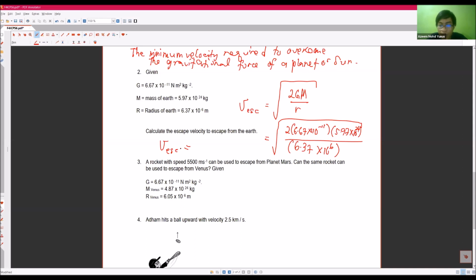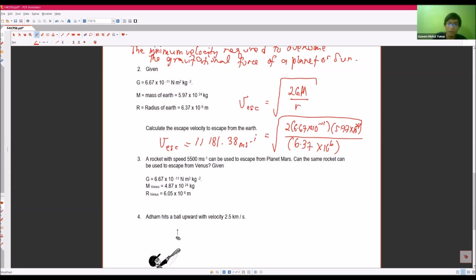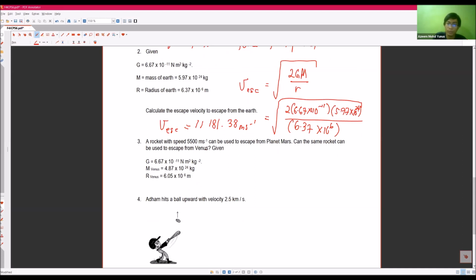2, 6.67 e negative 11 times 5.97 e to the 24 divided by 6.37 e to the power of 6, square root, becomes about 11,000. So 11,181.38 meter per second. Okay, or you can say 11181.4. It's okay.